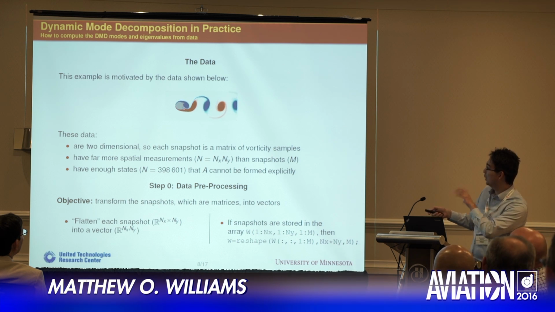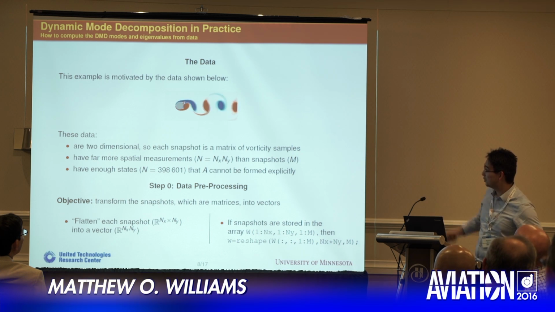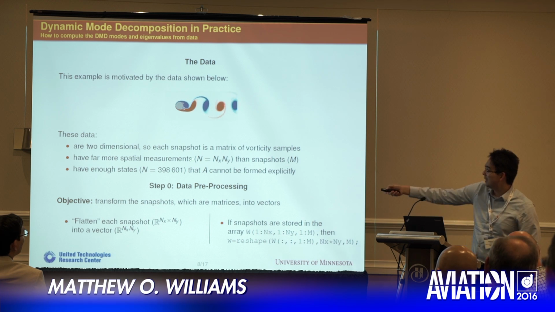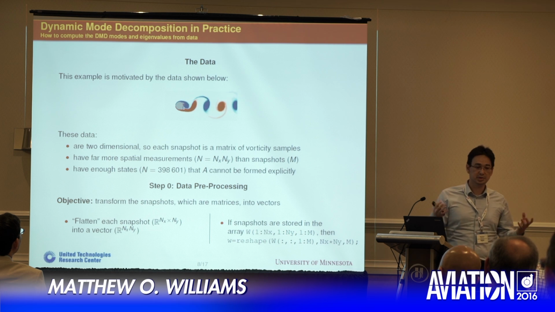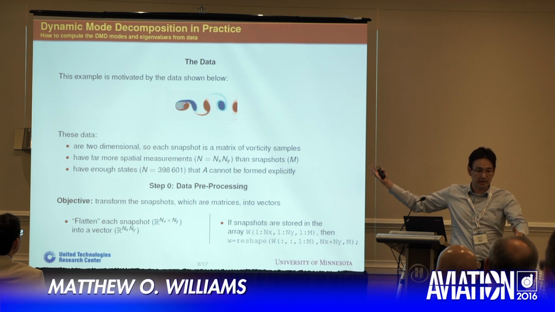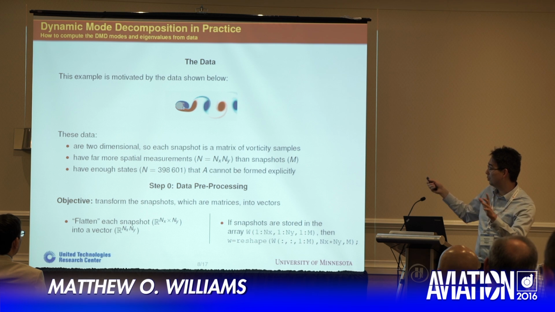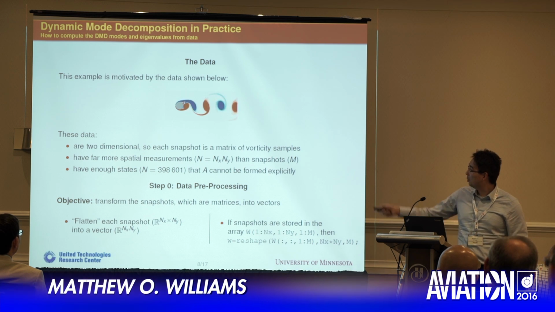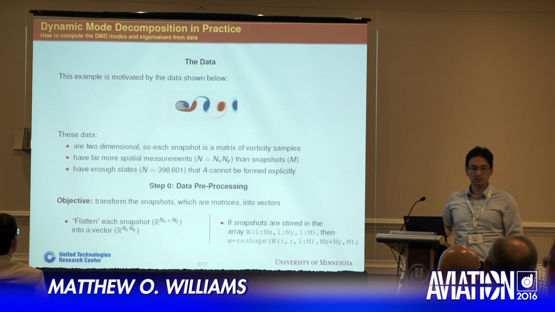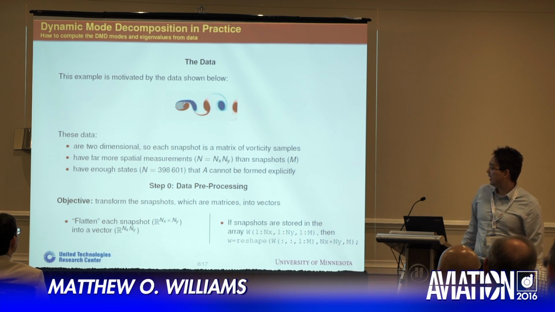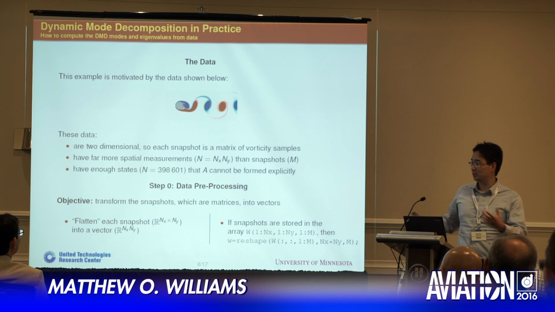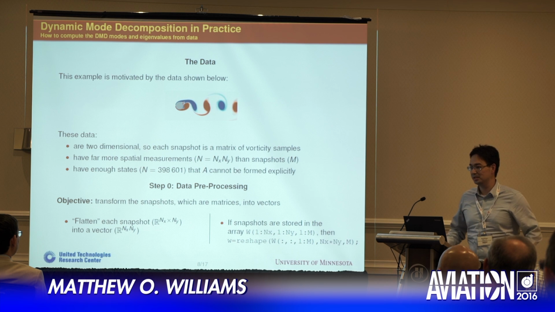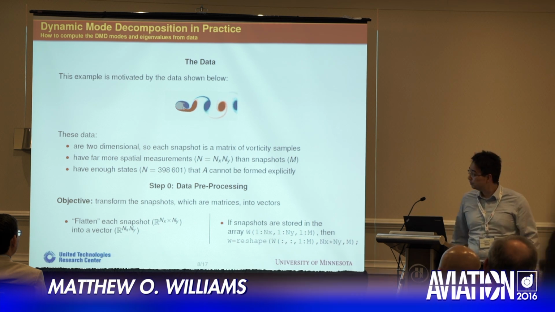Just to ground things, we're going to assume, again, this flow over cylinder example, where the assumptions we're making are that this is two-dimensional, so each snapshot is a matrix. But you could apply this to any type of data. It could be a tensor, whatever you want. We have far more spatial measurements than snapshots, so we're very data poor. And finally, there's enough states, roughly 400,000 here, that we really don't want to form A explicitly. We could, but it would be a huge computational cost and wouldn't buy us much in this particular problem.